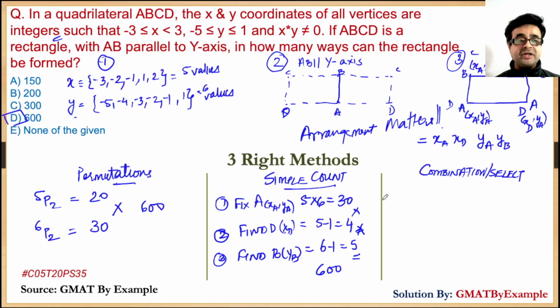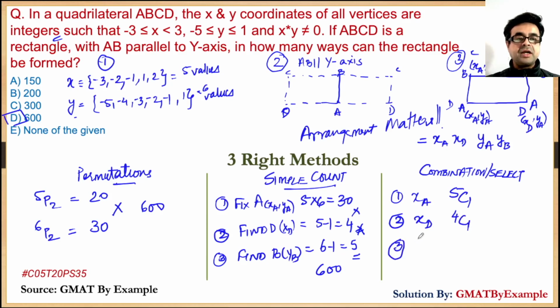It is not very different from the simple counting way of doing things. However, it may help you understand the combination and selection approaches a little bit better to apply in other problems. So let's talk about that. So first thing we have to do is find XA, right? So XA can be found in 5C1 ways. Then we have to find XD, which can be found in the remaining 4C1 ways.